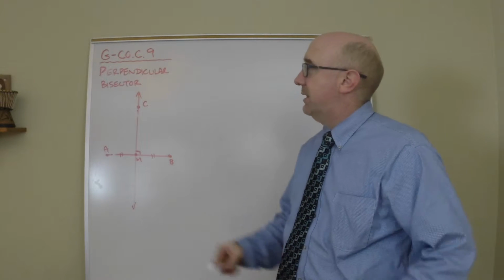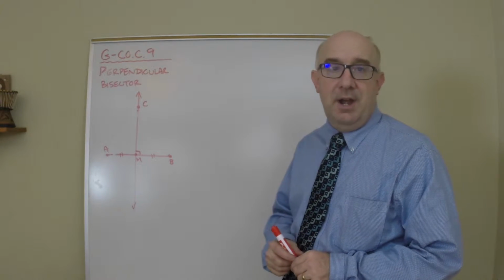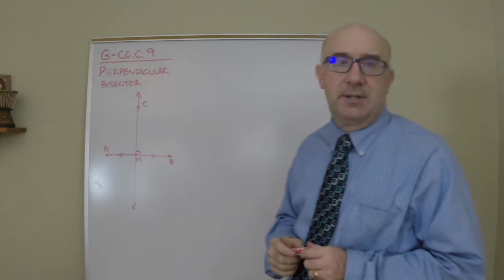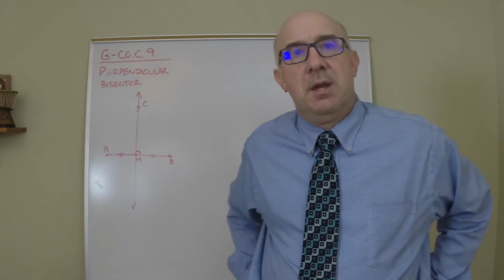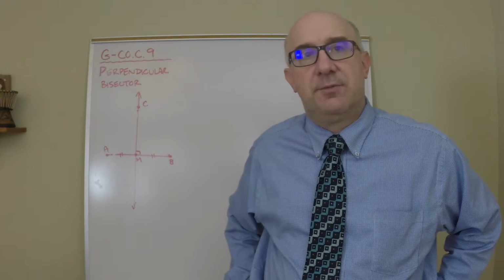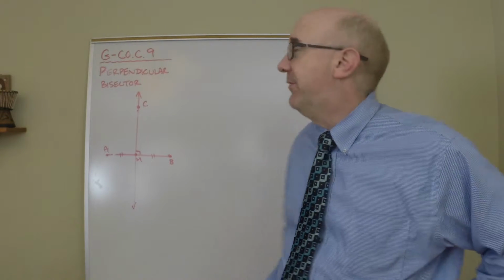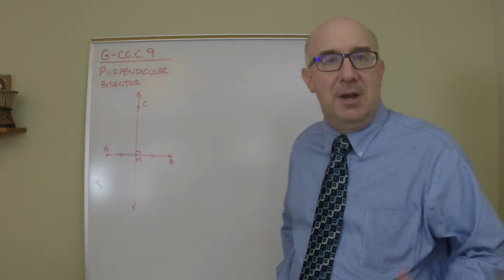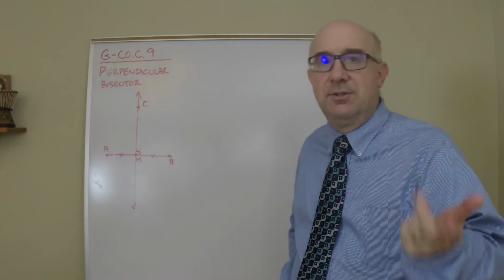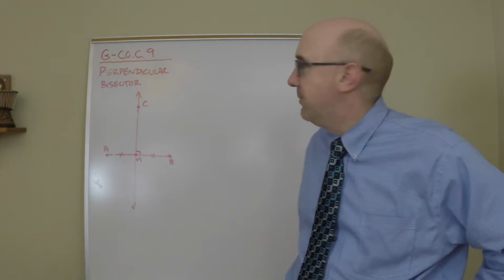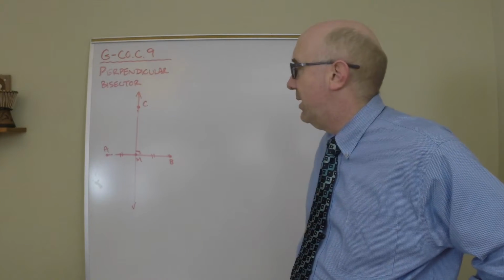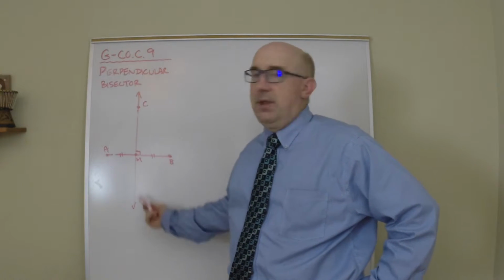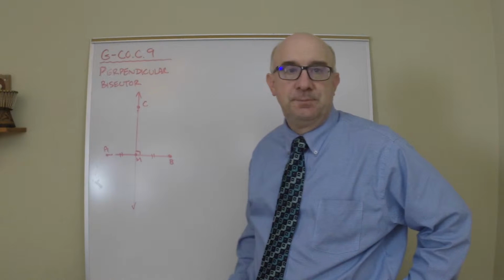Let's take a look at G-CO.C.9 and also look at the perpendicular bisector and its relationships. Again, in this objective, we're trying to prove or establish some facts about angles, as well as other things about perpendicular bisectors, angles, triangles, things like that. And in this case, they want us to establish a new fact about points that are on the perpendicular bisector.